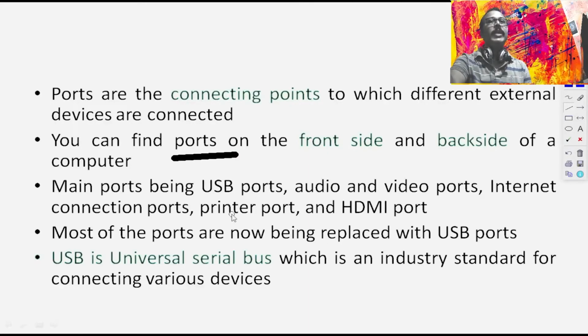Ports will be there both on the back side and front side of the computer. Nowadays we are going for more number of ports on the front side also. Ports will be there to which you can connect different devices. Like if you want to have internet, or connect a printer, etc., you require what are called ports. Different ports will come for connecting different devices.